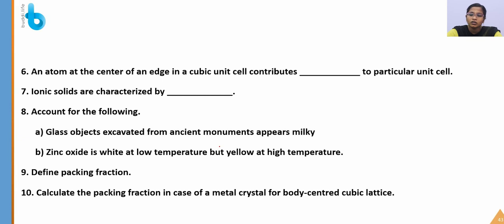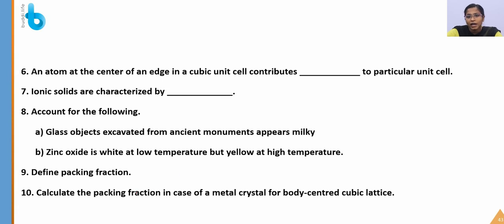And next is, zinc oxide is white at low temperature but yellow at high temperature. So we have to give reason for that. This is because zinc oxide is one of the non-stoichiometric defect examples, and most of the non-stoichiometric defect substances are colored in nature, but zinc oxide is white, okay. And then in this case, on heating, what will happen? Most of the oxygen will be lost, okay. So because of the loss of oxygen, it appears yellow in color.